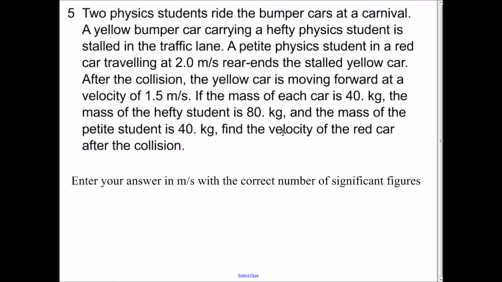After the collision, the yellow car is moving forward at a velocity of 1.5 meters per second. If the mass of each car is 40 kilograms and the mass of the hefty student is 80 kilograms and the mass of the petite student is 40 kilograms, find the velocity of the red car after the collision. Man, this whole problem is just a big organizational nightmare. So part of what you need to do is figure out how to organize it in the right way, figure out how to label everything well, and then basically find the final velocity of the red car after the collision. Remember, the red car is the one carrying the petite physics student.